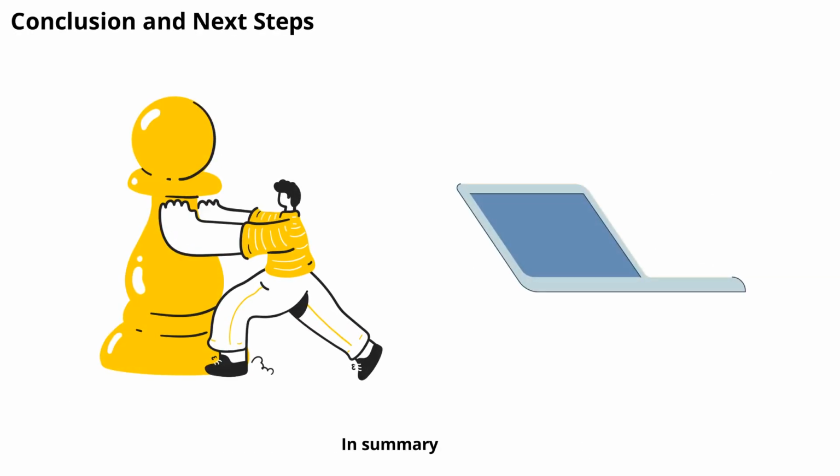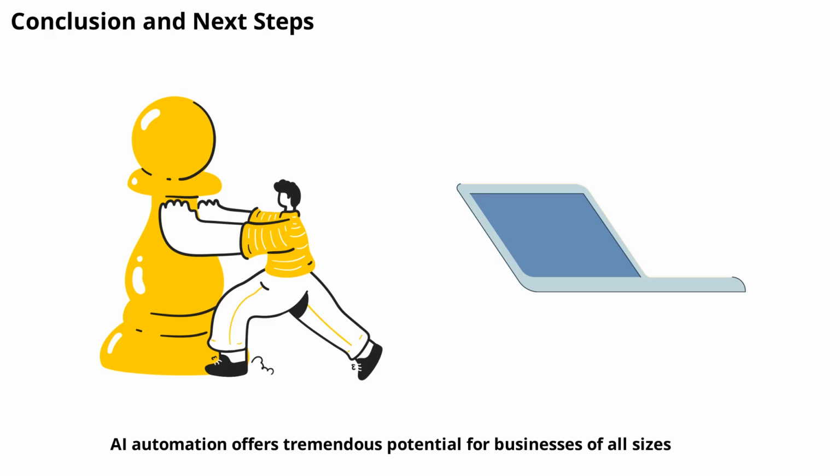In summary, AI automation offers tremendous potential for businesses of all sizes. By following a step-by-step approach, assessing needs, setting goals, choosing the right tools, and continuously improving, you can transform your operations and achieve lasting success. Start small, learn from each stage, and scale your efforts as you gain confidence. The journey to AI-powered automation begins today.